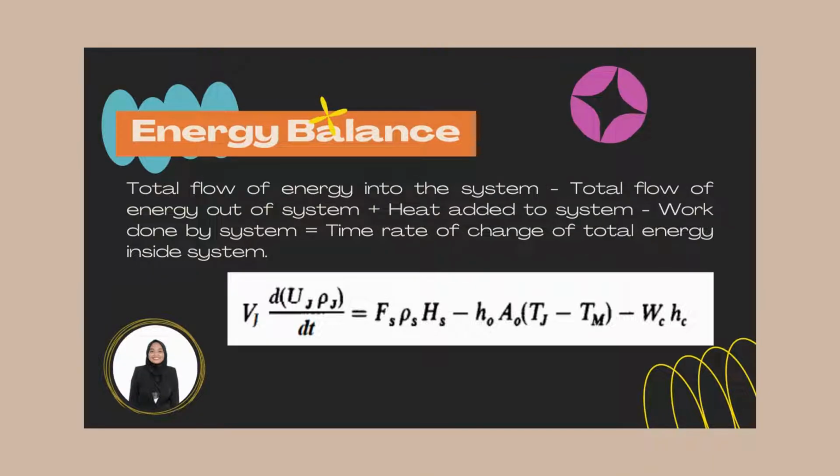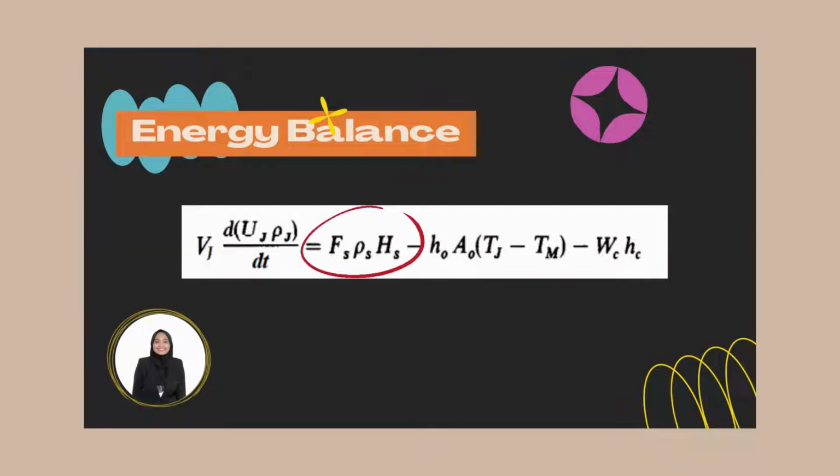The second equation is the energy balance for steam vapor. The general energy balance is: total flow of energy into the system minus total flow of energy out of the system plus heat added to the system minus work done by the system equals the time rate of change of total energy inside the system. First is the total flow of energy into the system, which is the flow rate of steam Fs with density of steam ρs with enthalpy of incoming steam Hs.